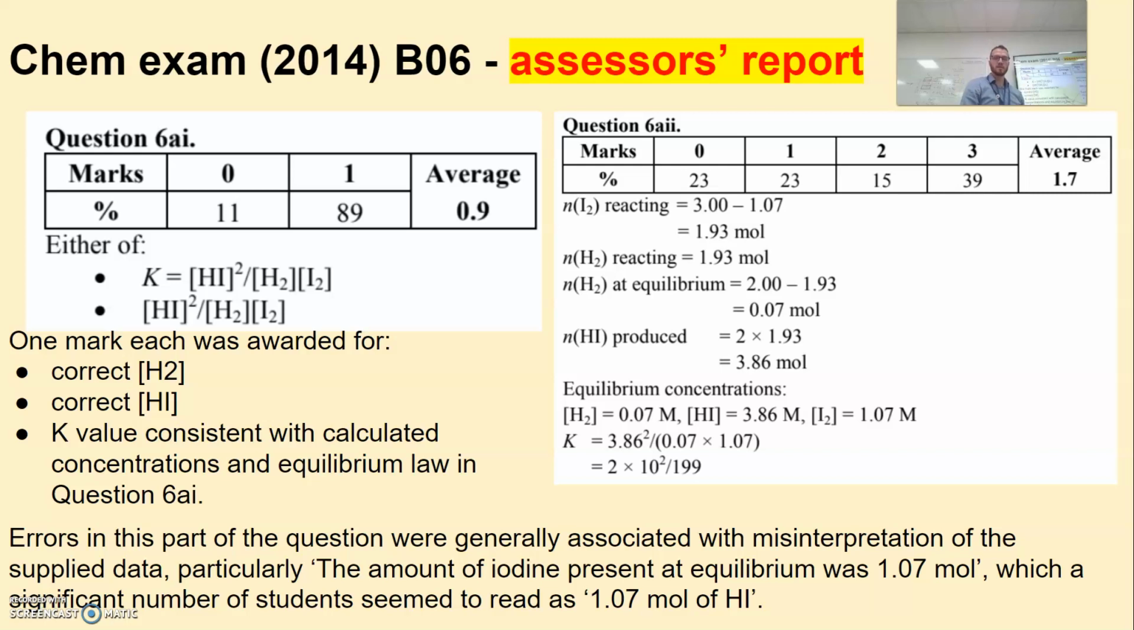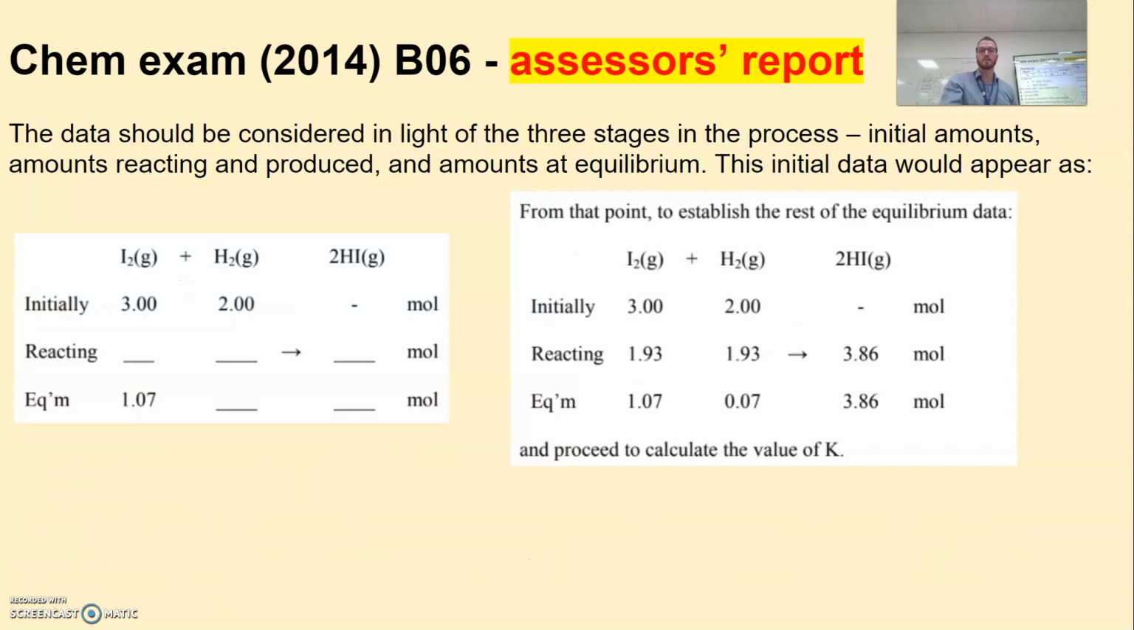Errors in this part of the question were generally associated with misinterpretation of the supplied data, particularly the amount of iodine present at equilibrium was 1.07 mol, which a significant number of students seem to read as 1.07 mol of HI. Anyway, so make sure we're reading the question carefully.